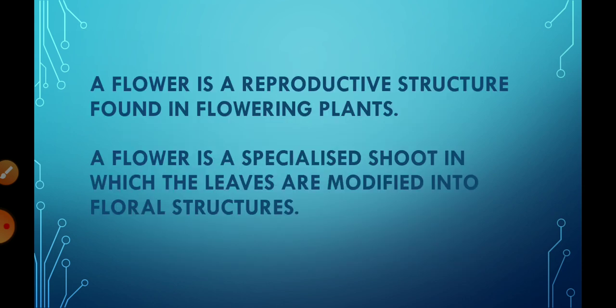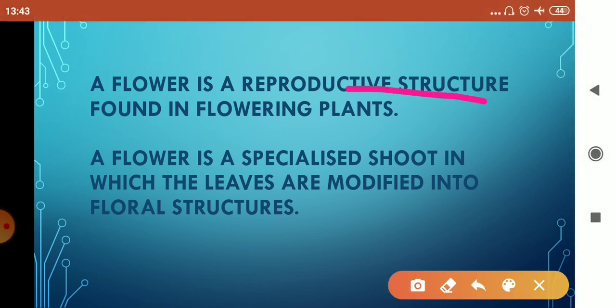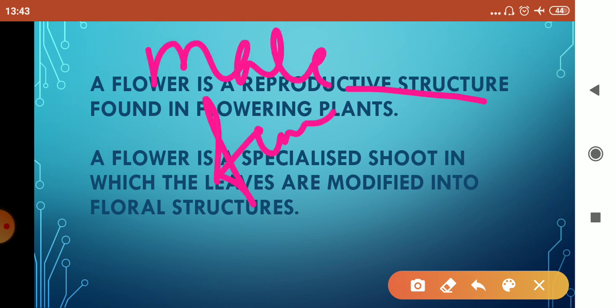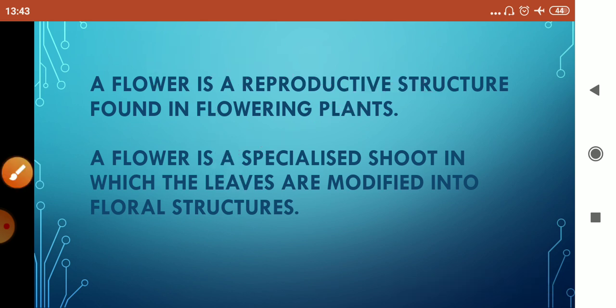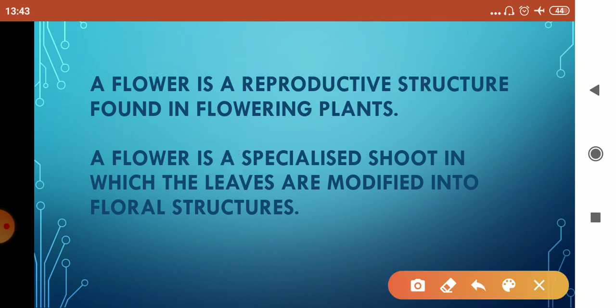So let's start with the definition of flower. Flower is a reproductive structure found in the flowering plants. Now children, why is flower a reproductive structure? Because it has the gametes and it allows the fusion of both male and female gametes. Now, another definition of flower is that a flower is a specialized shoot in which the leaves are modified into floral structures. Floral structures means calyx, corolla, androecium, and gynoecium.